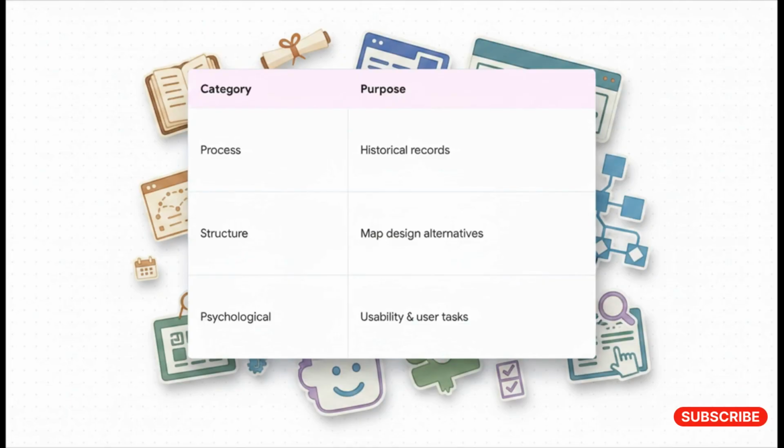And finally, the psychological category. This explicitly documents your usability claims, meaning how a choice actually impacts the user's brain, their cognitive load, and the real-world consequences for their daily tasks. It's an awesome way to separate your project history from your structural maps and your user goals.